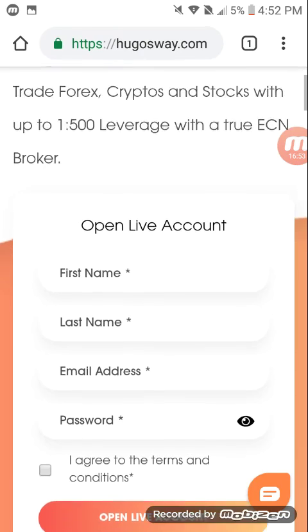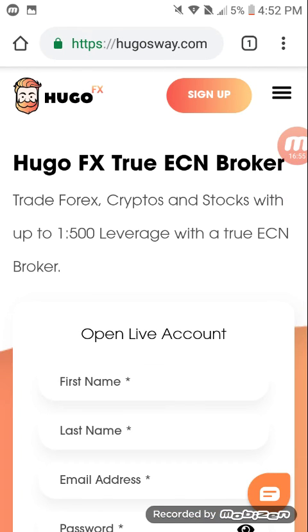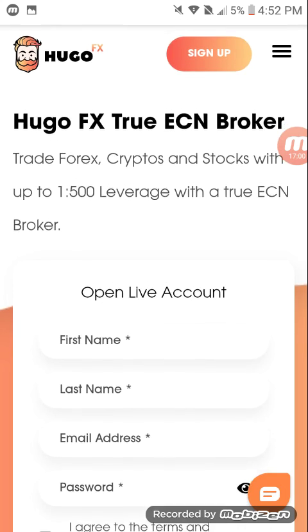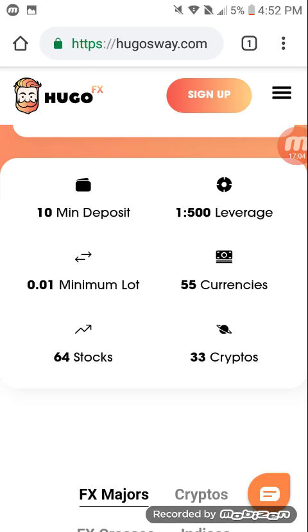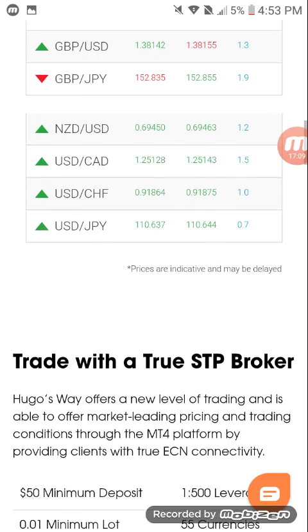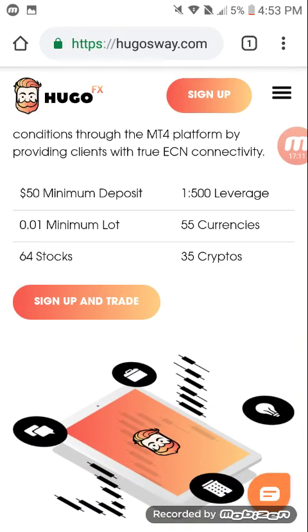But that's basically it. This is my broker, Hugosway.com. So you can sign up with this broker, and the minimum lot size is 0.01 and the minimum deposit is $50. Okay, and I'll teach you guys how to send your money through Bitcoin, through Cash App. If you don't know how to do it by now, I'll teach you in my next video.